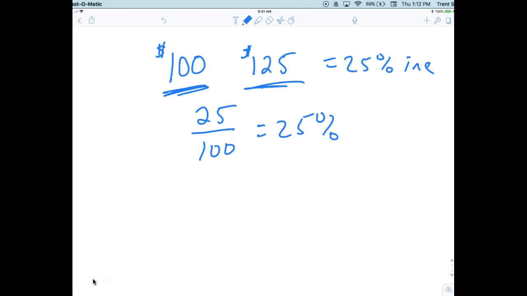Everybody with me? All right, so we're going to subtract the two numbers, then we're going to divide it by the original amount, and that's going to give you a decimal. That's why you have to move the decimal to the right two places, which just basically means you're going to multiply by 100.